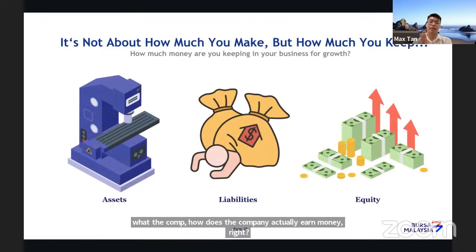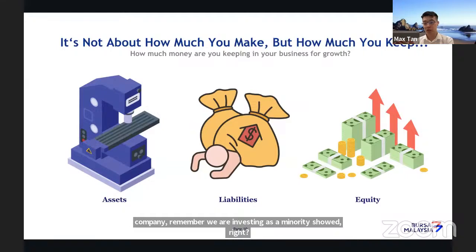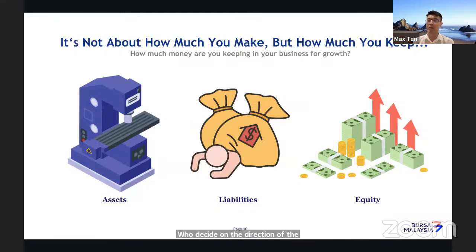Then assets, liabilities, and also equity, understanding them is also very important. In Malaysia, there are some cases where companies are very asset rich, but in my personal opinion, asset rich doesn't mean that when you buy the company, you could earn a lot from it, right? When I buy any listed company shares, remember we are investing as a minority shareholder, right? Who decides on the direction of the company? Number one, the C-level, the management of the company, and the major shareholder, right? The major shareholder definitely has a say on the direction of the company.